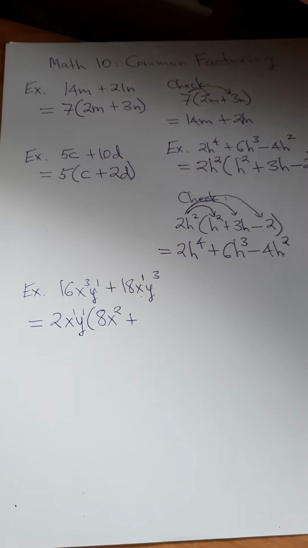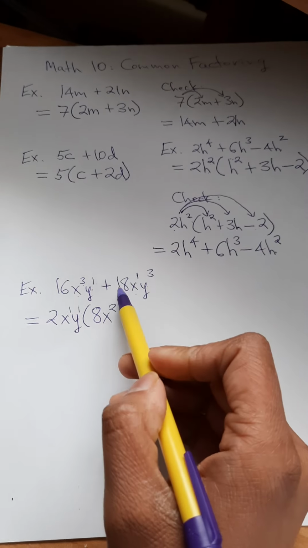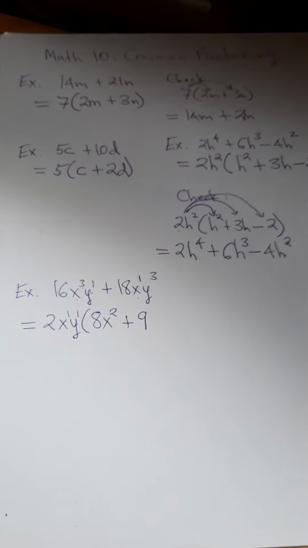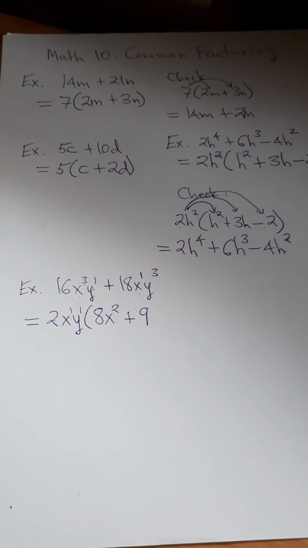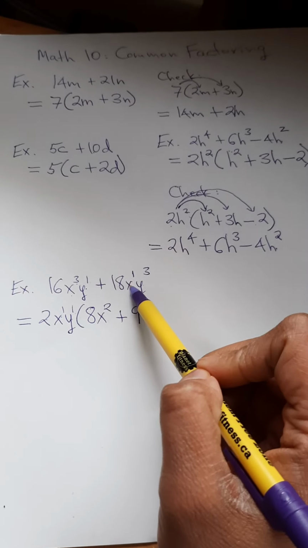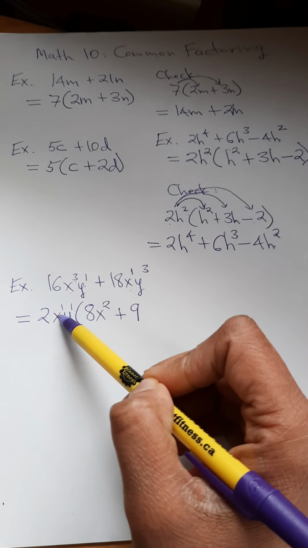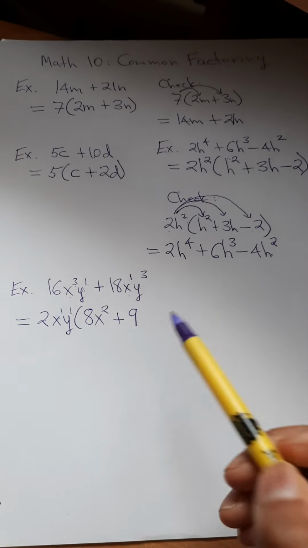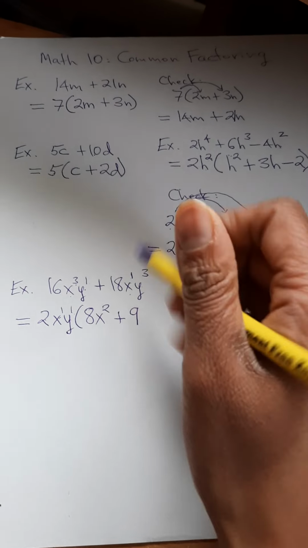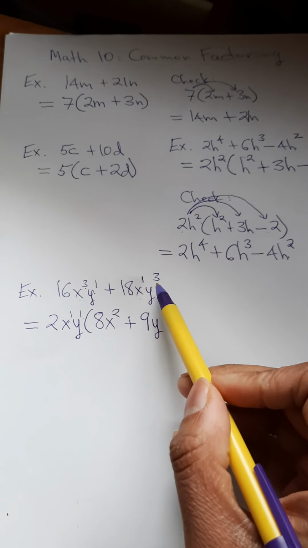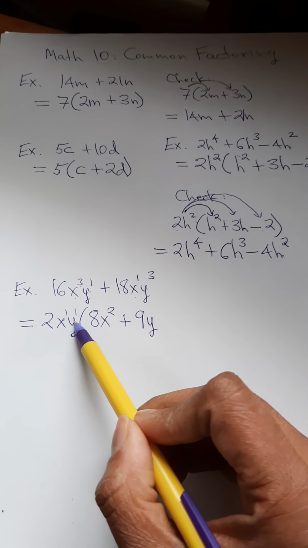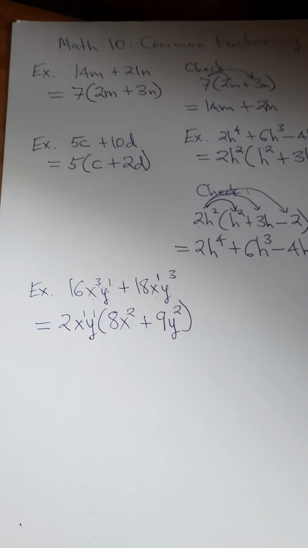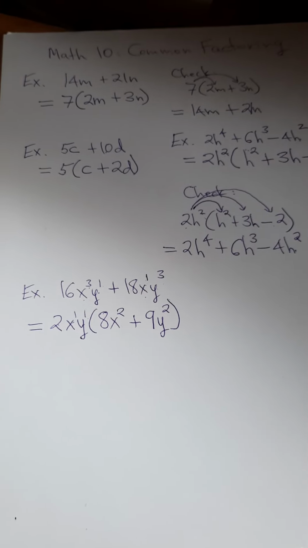Plus, let's go to the second term. We're doing 18 divided by 2, so 9. Okay, look very closely when you do these questions. Make sure you don't rush, okay? This is x to the power of 1 minus x to the power of 1. X is gone, okay? And you're not going to include it inside the brackets here. So let's do the y. This is y to the power of 3 minus y to the power of 1, which is equal to y squared. Does everyone see that?